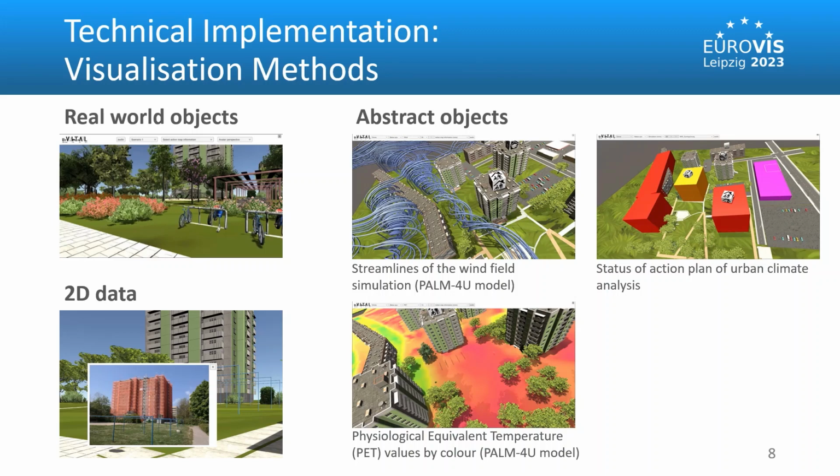Streamlines of the wind field simulation and values of the PET, the physiological equivalent temperature, by column, both from the Poem4U model, but also information from the action plan of the already mentioned urban climate analysis. 2D data, such as socio-economic statistics, questionnaire data, and photos are used as elements of the user interface.